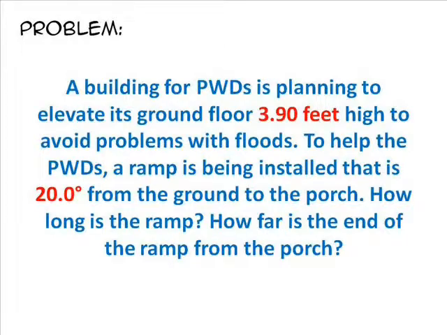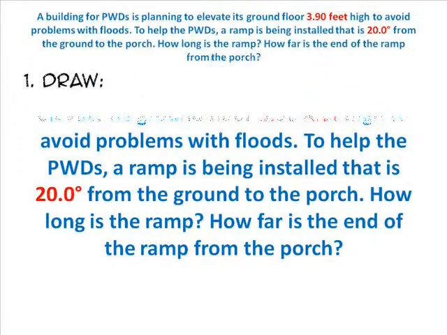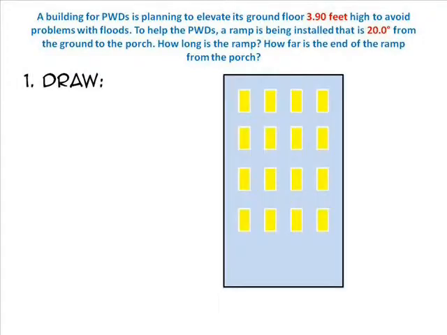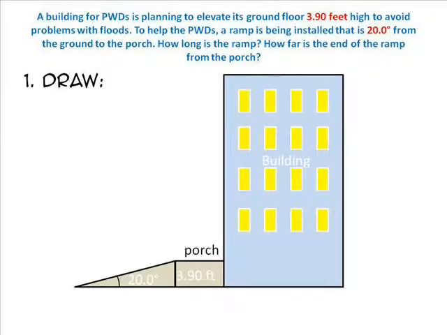For a problem like this, it's a good idea to go ahead and draw a picture of what has been given. So let's go ahead and draw that out. Here we have our building, our porch that is 3.90 feet high, and the ramp. Now we have laid out all the pieces. Let me help out in solving this problem.